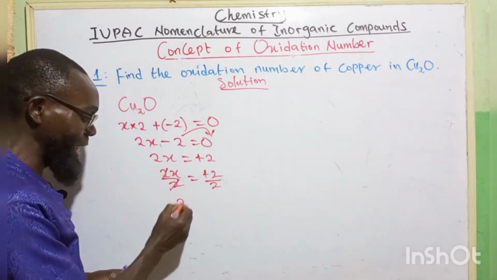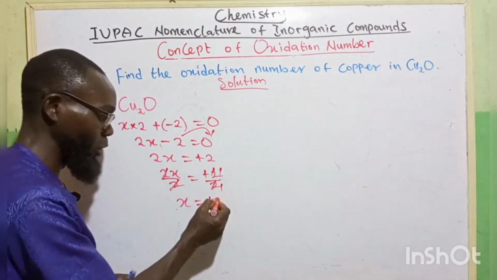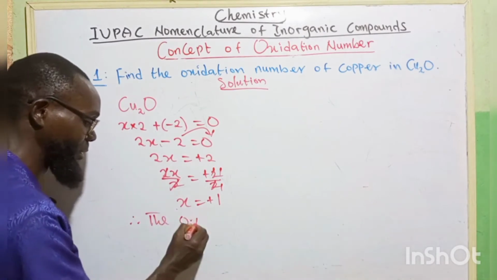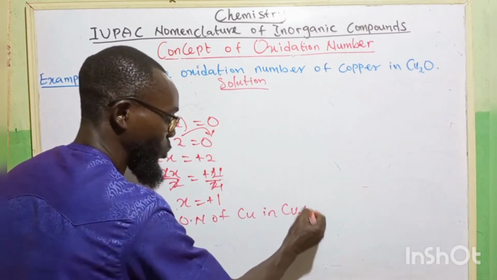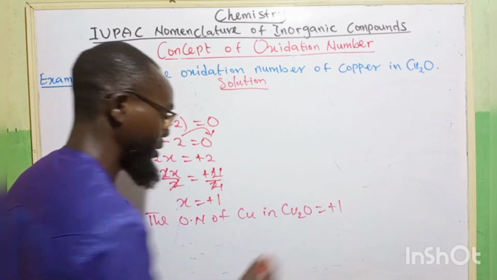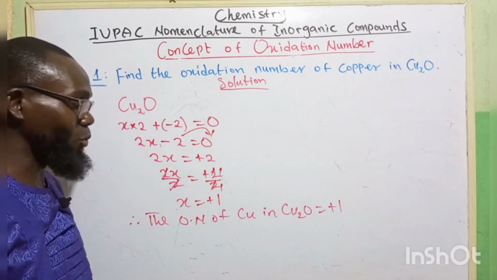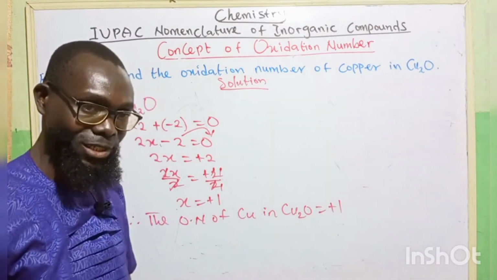2 goes into 2 once, so x is left. Plus 2 over 2 gives us what? 1. Therefore, the oxidation number of copper in Cu2O is equal to plus 1. So the oxidation number of copper here is plus 1. This is called copper(I) oxide.